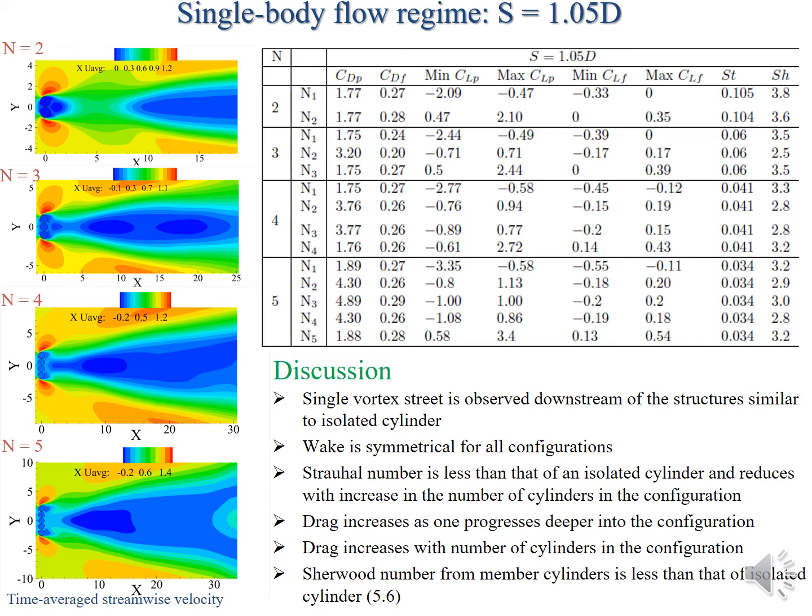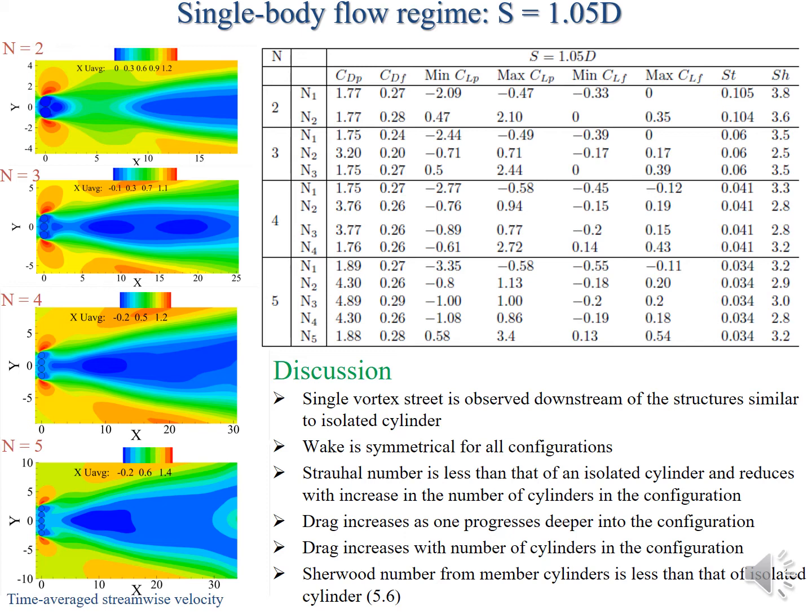And similarly for the coefficient of drag. So this is actually just the pressure component. The friction component is not really that significant. As you can see, it is about 20% of the total drag. So if we focus just on the pressure drag, we find that as you increase the number of cylinders in the domain, the drag also increases. And one more finding is that as you move from the outside deeper into the configuration, the drag experienced by the member also reduces.